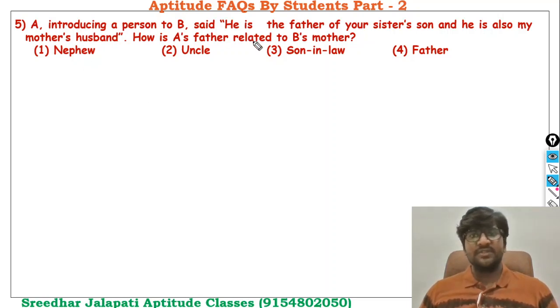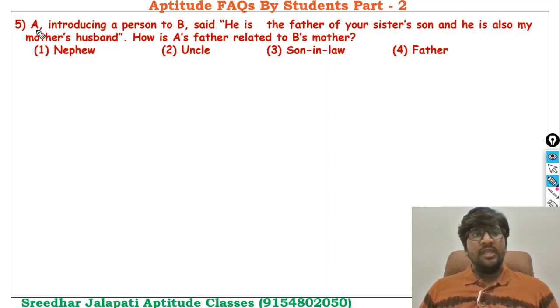By the way, this question is from blood relations. A, introducing a person to B, said he is the father of your sister's son and he is also my mother's husband. How is A's father related to B's mother? So obviously blood relation questions, when you read continuously, then not only you will get confusion, you won't get the answer as well. So let us try to break this information into parts.